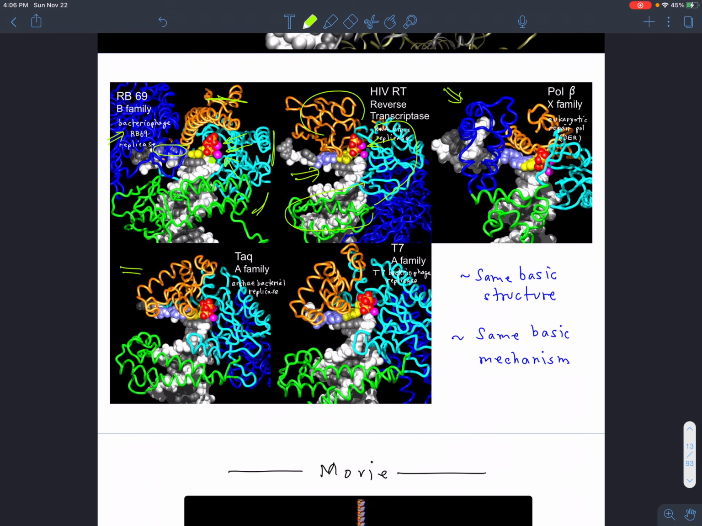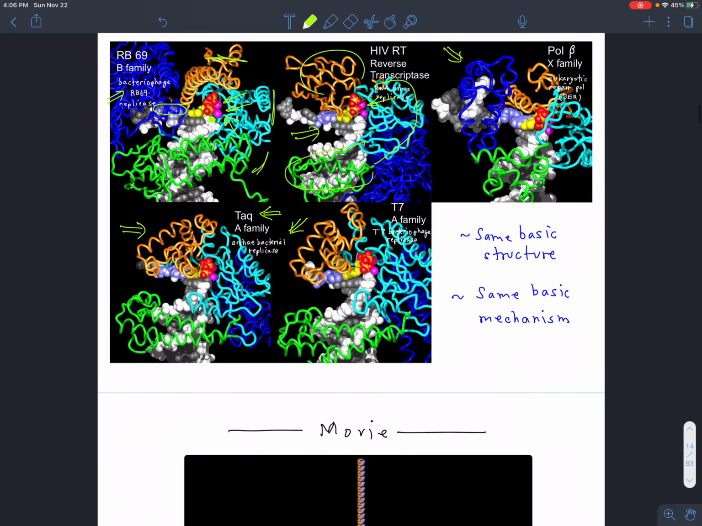Here's one from an archaebacterium. So you know there's eubacteria and archaebacteria. This is Thermus aquaticus. This is the thing that's used in PCR widely. But again, thumb, palm, fingers, works the same way. The fingers are still a hatch. The sort of nascent base pair is there. The triphosphate is positioned. The two catalytic magnesiums, everything.